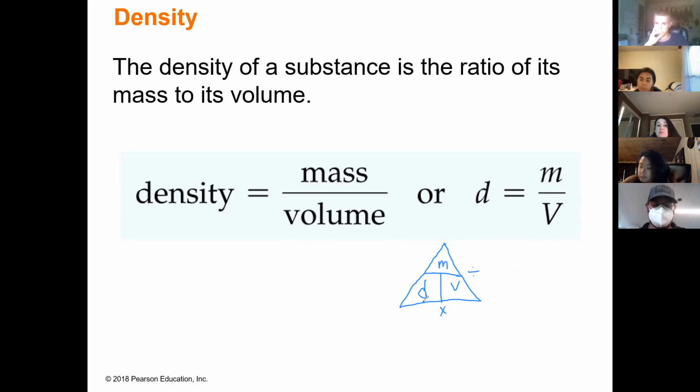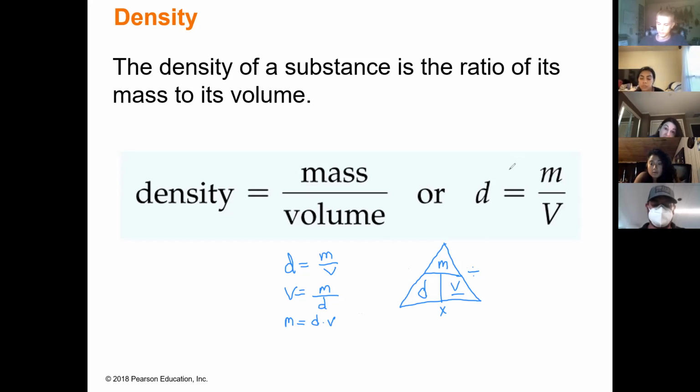So if we want to solve for density, let's read it off the chart, density is mass divided by volume. If we want to solve for volume, which is over here, volume is going to equal my mass divided by my density. And then if we want to solve for mass, it's density times our volume. So that's a little way to isolate the variables a little bit quicker, especially if you haven't done algebra in a while.